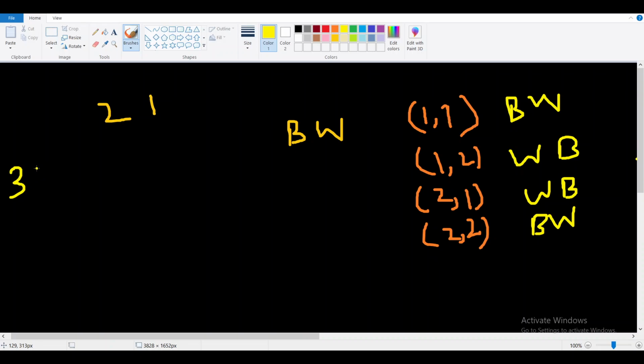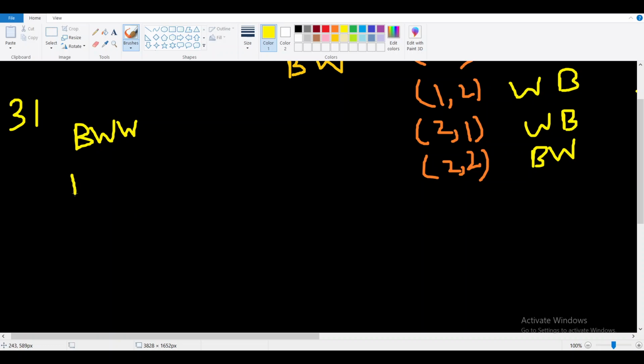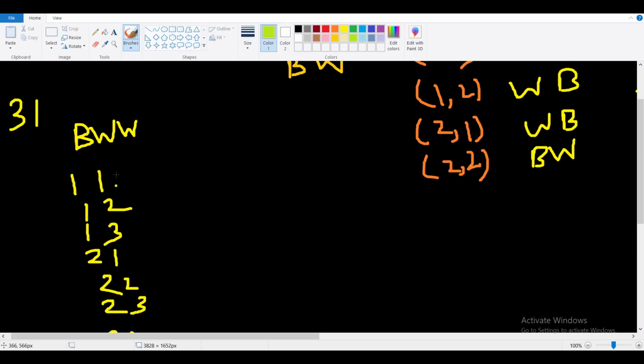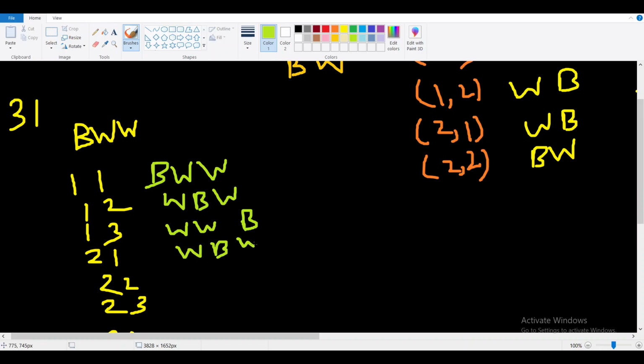So let's say N is 3, K is 1, then we have B, W, W, and we have 9 possibilities, right? The possibilities, let me write: 1 1, 1 2, 1 3, 2 1, 2 2, 2 3, and similarly 3 1, 3 2 and 3 3. So let's write all the configurations after swapping these balls. The first case will be BWW. The second case will be WBW, and the third case will be WWB. 2 1 is nothing but 1 comma 2, so it will be WBW. 2 2 will not change the initial configuration, BWW.